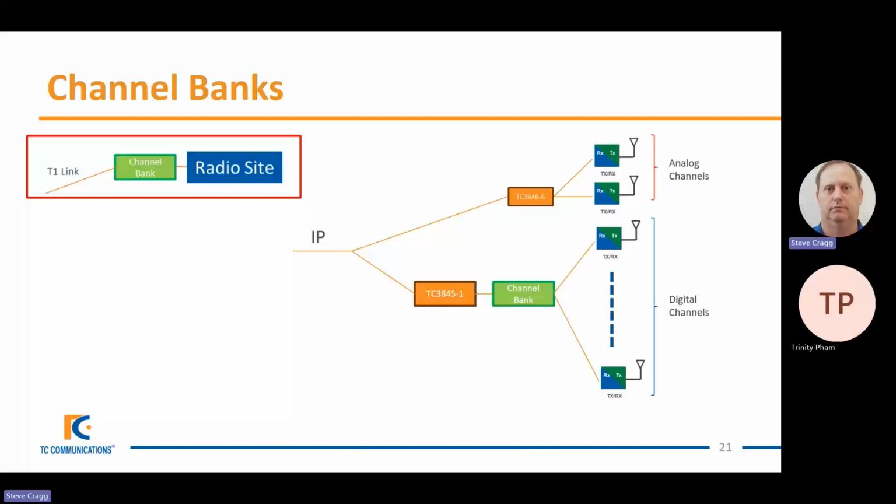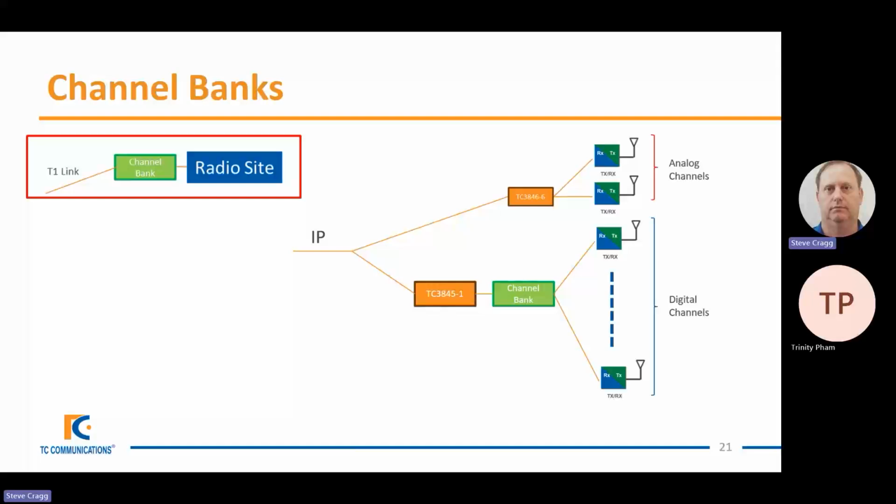However, what we do see quite often is a combination of these two. What is looked at is, well, we're going to keep, let's say, 2 analog channels in this case. And so in that case, you put in a 3846-6 and connect it directly to the IP solution. Temporarily, while the digital channels are being rolled out, you continue to use the channel bank for the remainder of them, and you use a 3845-1 to convert the T1 to IP, as shown in here.